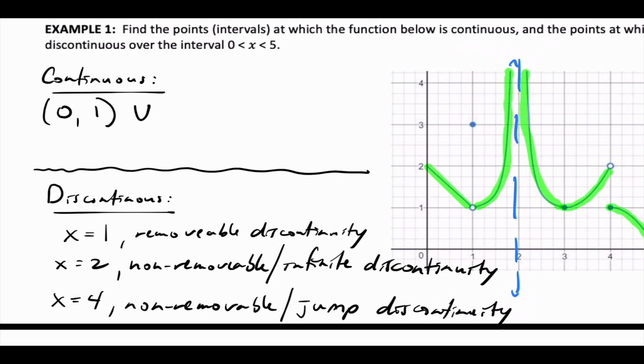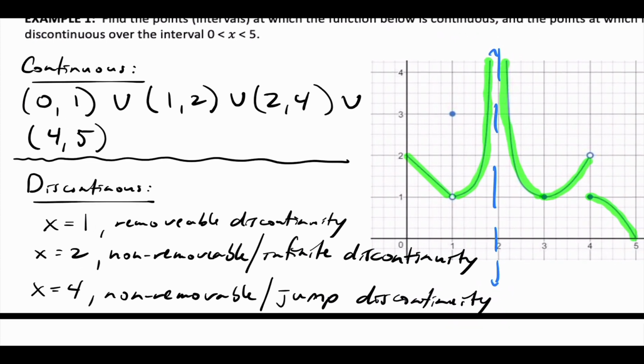Where else do we pick up? 1 to 2. Yeah, 1 to 2. We're not going to include 1. We're not going to include 2 because that's where discontinuity happens. Okay. Or where does it pick up after that? 2 to 4. Yeah, 2 to 4. And then the last one, 4 to 5. 4 to 5, and we're home. We're done.